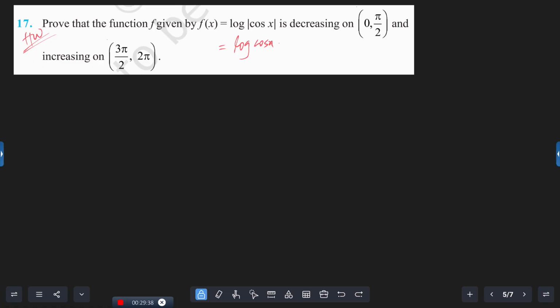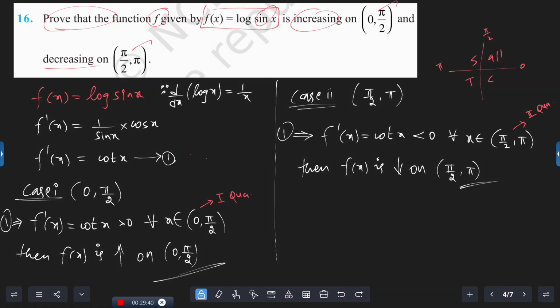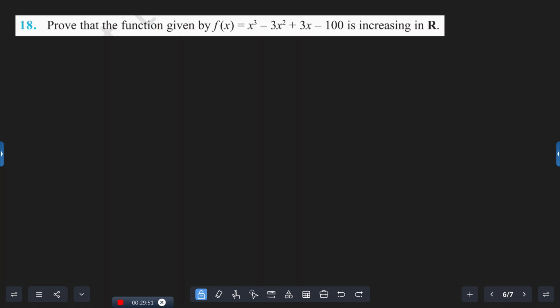Same as the previous method, instead of sine we have cos there. In the same manner you do, you will get the answer. Instead of cot you will get tan there. Tan you want to do, that's it. Now we will go to the next one.